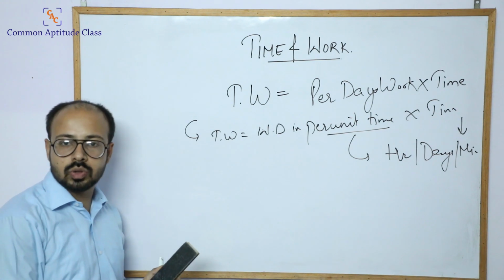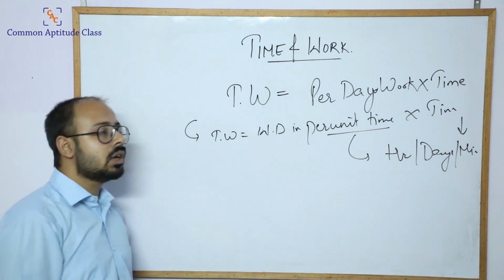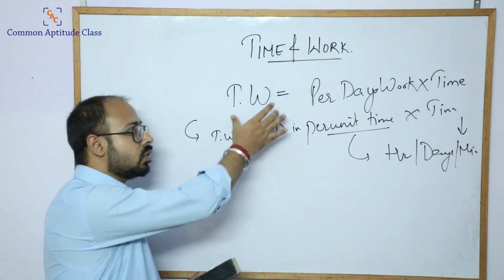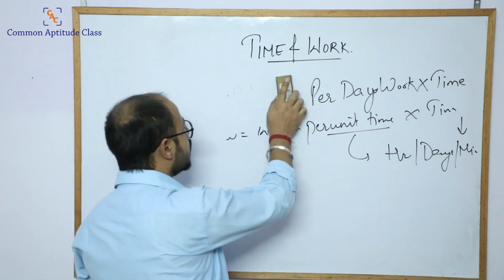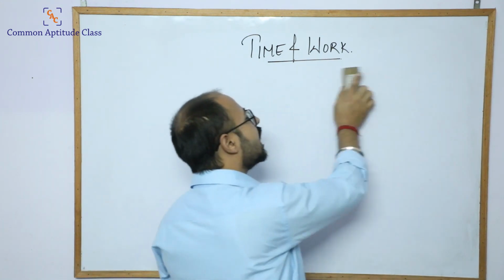That means if I produce 2 units each day, after 10 days I will produce 20 units. That is total work done. So this is the basic way how to find the total work done. Now, there are certain questions where they used to ask to find in how many days they can complete the work in any of the pattern.